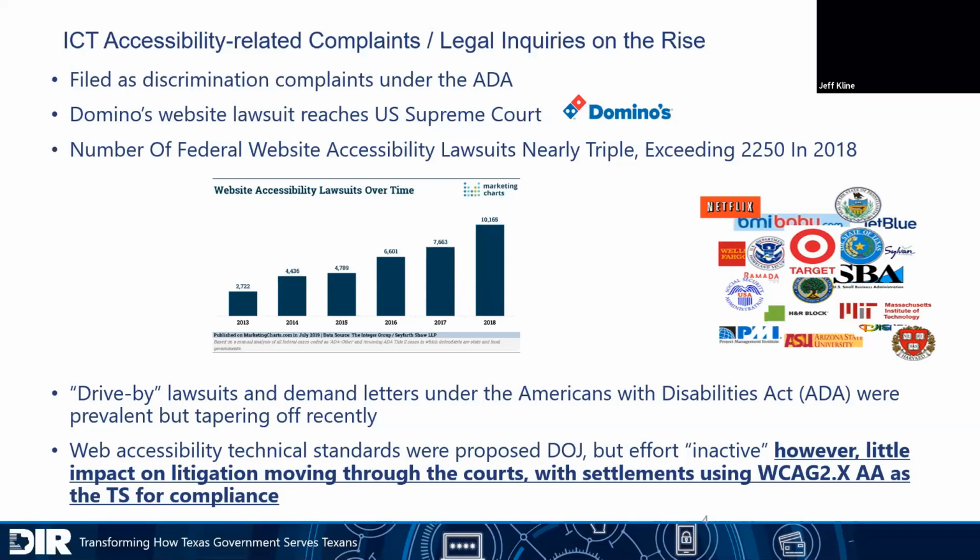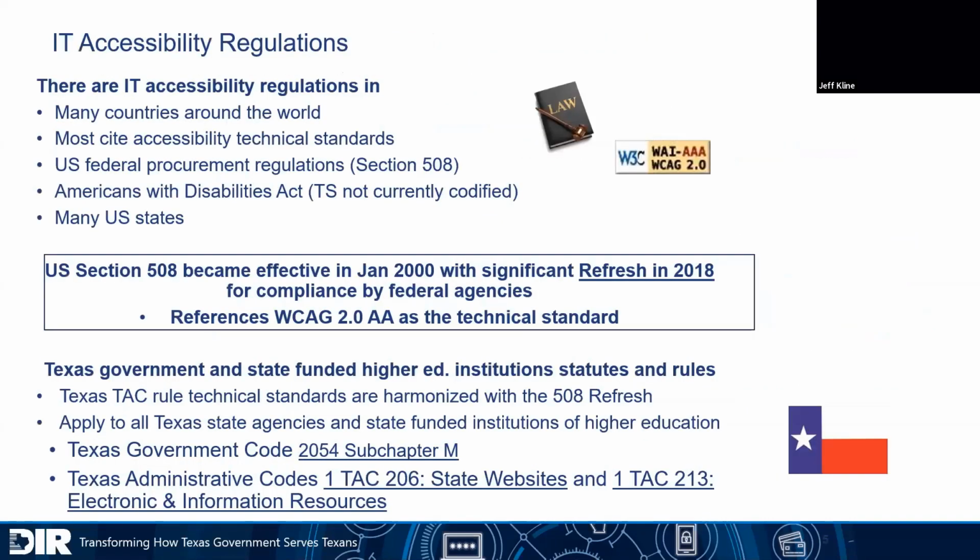And web accessibility standards were proposed by the DOJ, but they went into the inactive state. But it should be noted that that had little impact on litigation, because when all these settlements come up or cases are won, they always land on the technical standard WCAG 2.x, whatever the release is, level AA, as the technical standard for compliance. So it's still out there, very active, and everybody needs to pay attention to it.